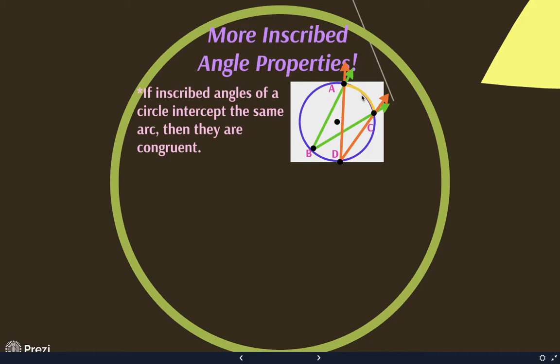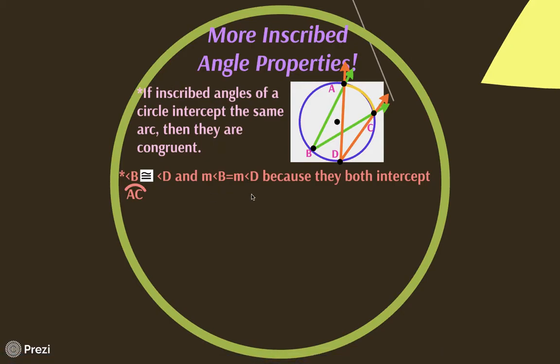Because if you know the arc's degree, since both of these are intercepting the same arc, you divide by 2 to get both of these angles. So that means they're both the same. Guys, so angle B is congruent to angle D, which means their measures are equal because they both intercept the same arc, arc AC.